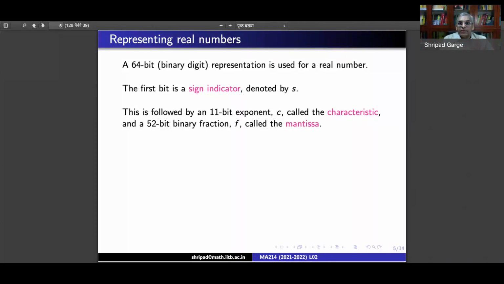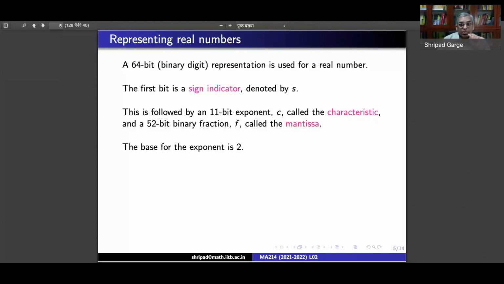So we have the single first bit representing the sign. The next 11 bits together give you a binary expansion, a number in binary representation, and that is called the characteristic. So you are going to have this sign, then you have 2 power some number related to the characteristic, and then you have the fraction, which is the mantissa. So there are 52 bits for the fraction. So it's quite a large number actually, and it can represent quite a few numbers in this way. The base for the exponent is 2.